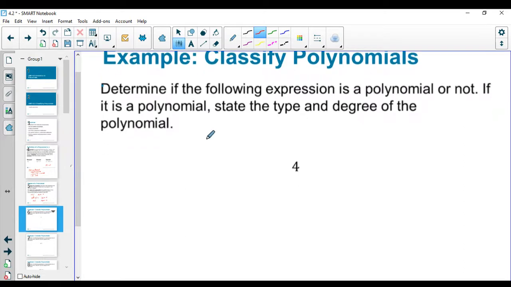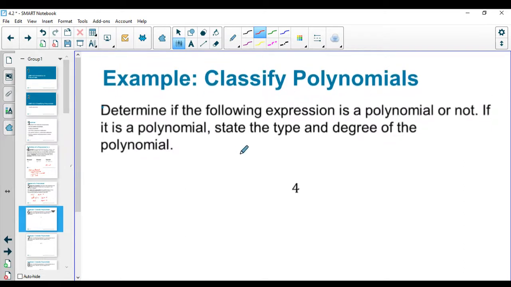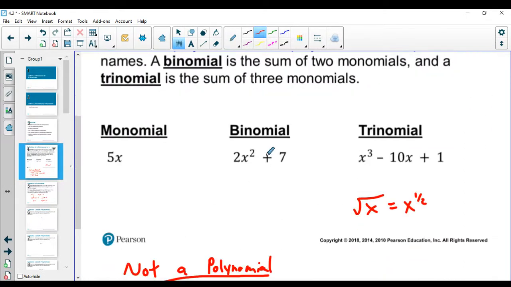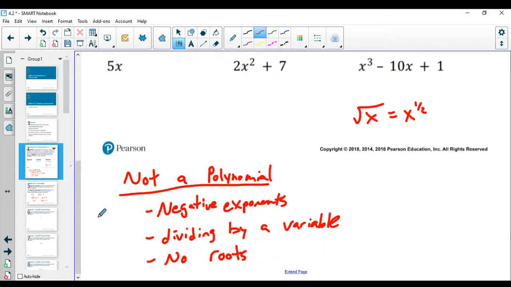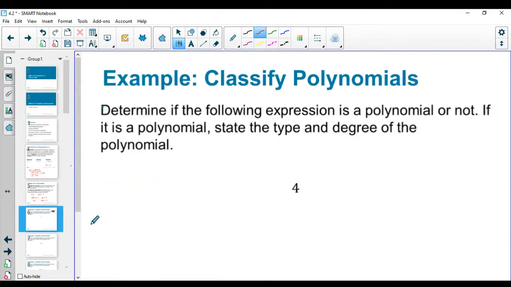So from here on out, we're just determining if things are polynomials, and these three things will be useful for that. Determine if the following expression is a polynomial or not. If it is a polynomial, state the type and degree. So this is a polynomial. It is, so I'll just write yes. It doesn't break any of our rules. It doesn't have a negative exponent anywhere. It doesn't have any variables being divided or in a root or anything. So that is a polynomial.